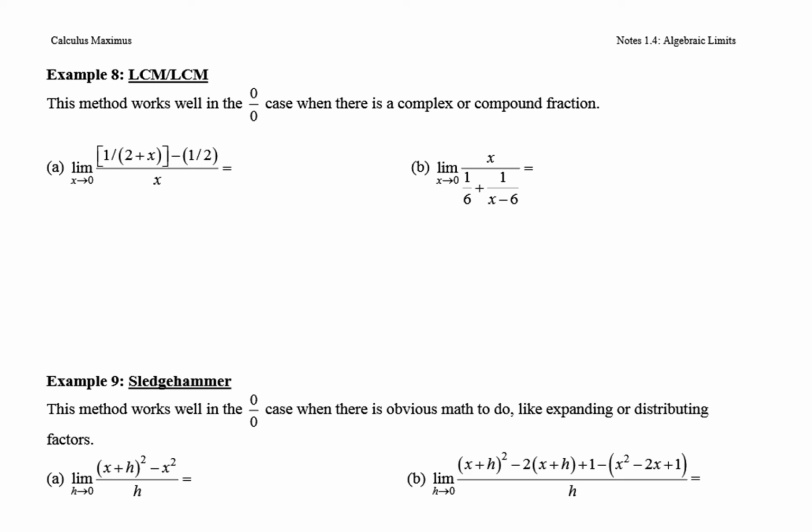Example 8, least common multiple over least common multiple. This works well when you have complex or compound fractions. So if you plug in 0, you get 1 half minus 1 half over 0, which is 0 over 0, we know there's a problem. Okay, it might be easier to write it like this.